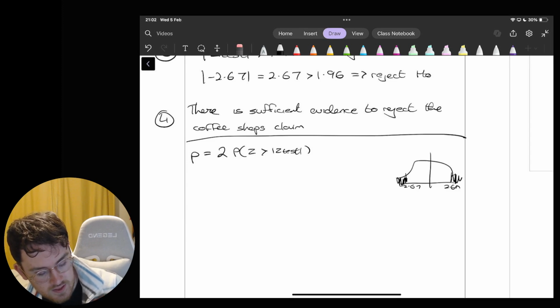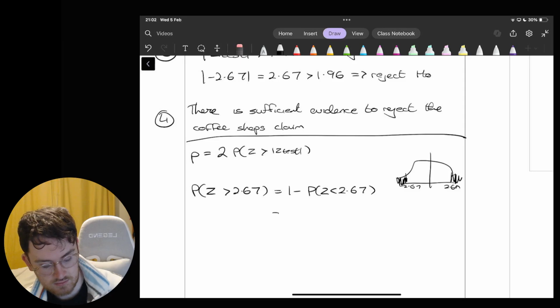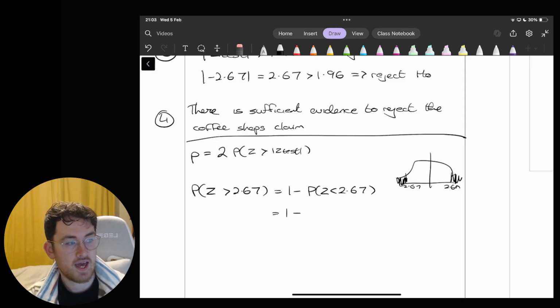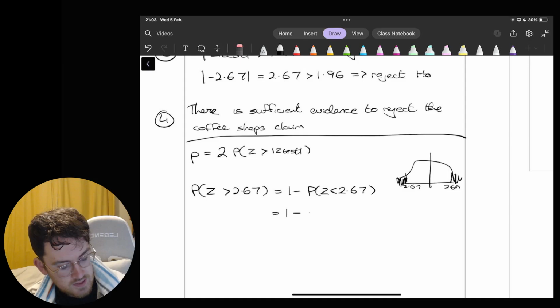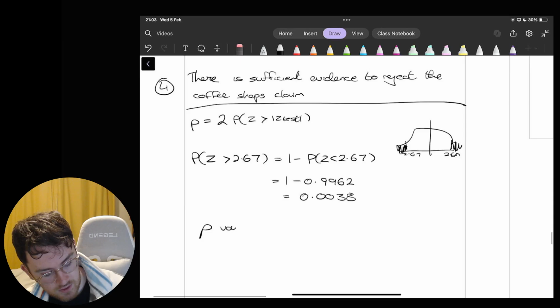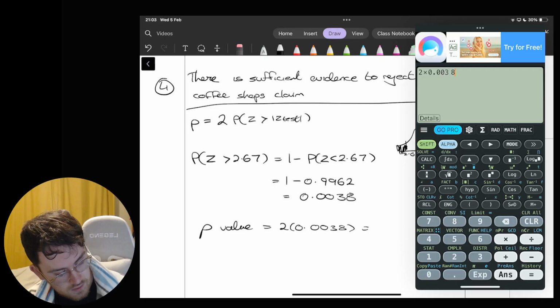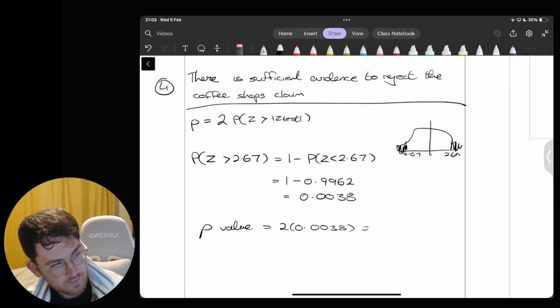So let's find this out. The probability that Z is greater than 2.67 is equal to 1 minus the probability that Z is less than 2.67. Again, that's just from our general working with z-scores. And that's going to be 0.9962, which gives me 0.0038. So my p-value here is 2 times 0.0038, which is 0.0076.